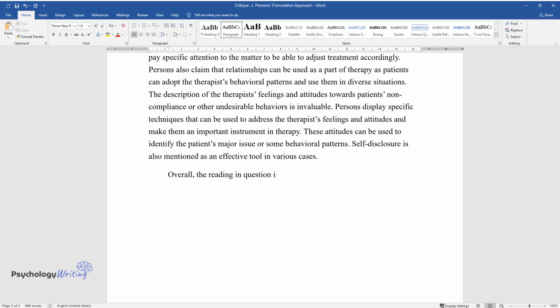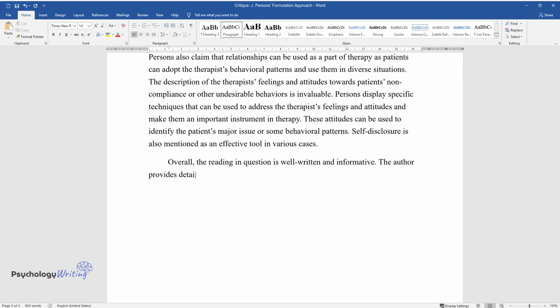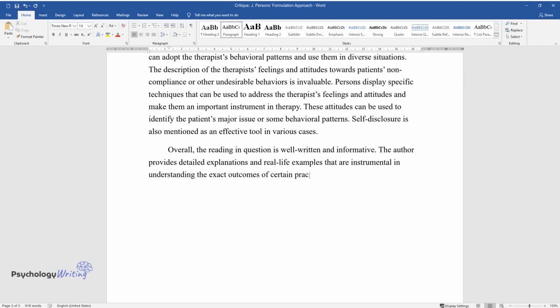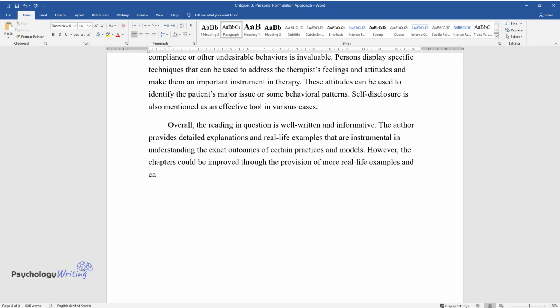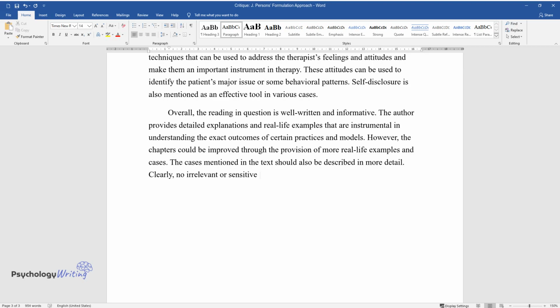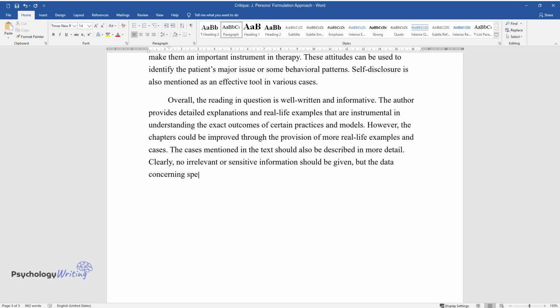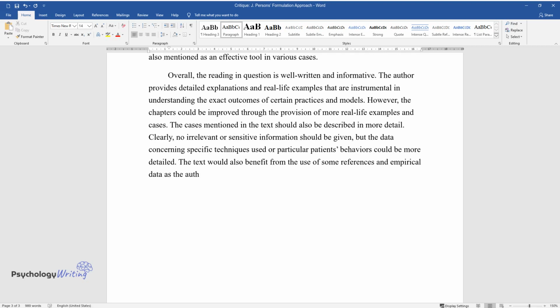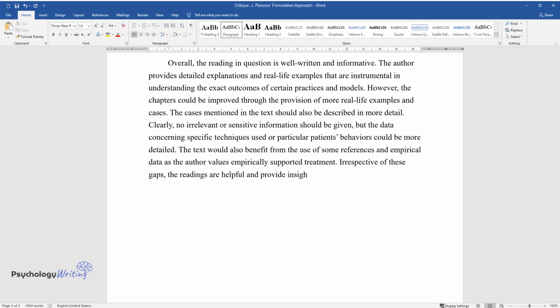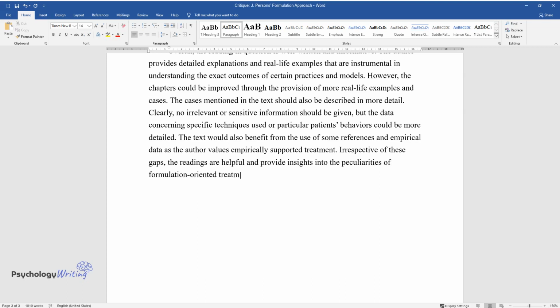Overall, the reading in question is well written and informative. The author provides detailed explanations and real-life examples that are instrumental in understanding the exact outcomes of certain practices and models. However, the chapters could be improved through the provision of more real-life examples and cases. The cases mentioned in the text should also be described in more detail. Clearly, no irrelevant or sensitive information should be given, but the data concerning specific techniques used or particular patients' behaviors could be more detailed. The text would also benefit from the use of some references and empirical data, as the author values empirically supported treatment. Irrespective of these gaps, the readings are helpful and provide insights into the peculiarities of formulation-oriented treatment.